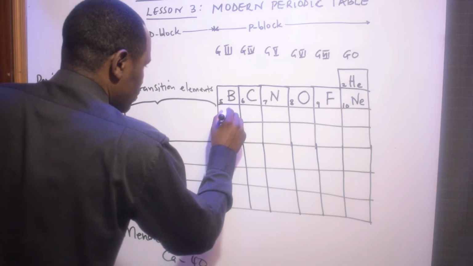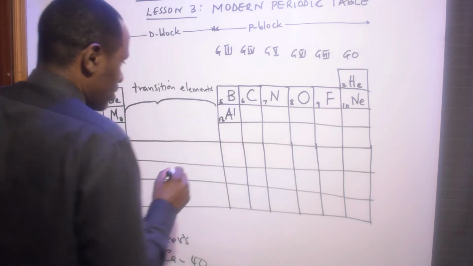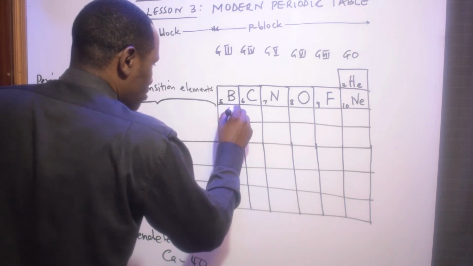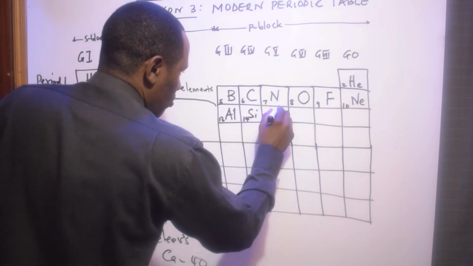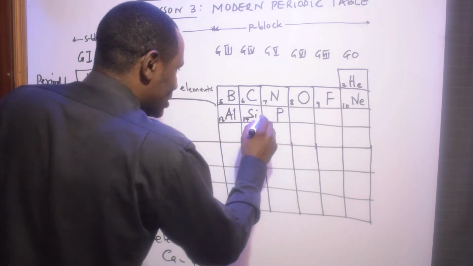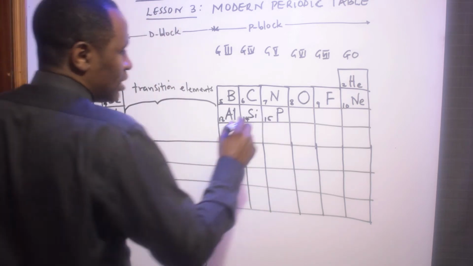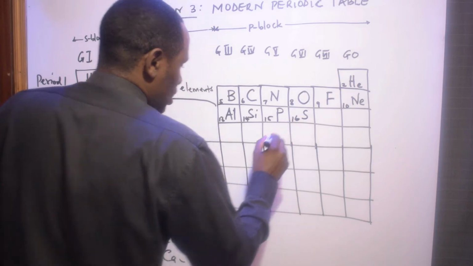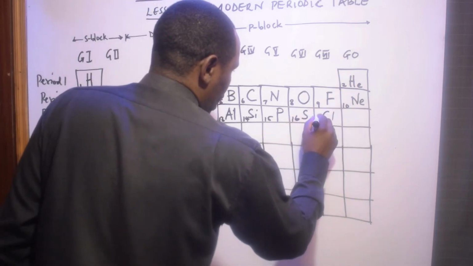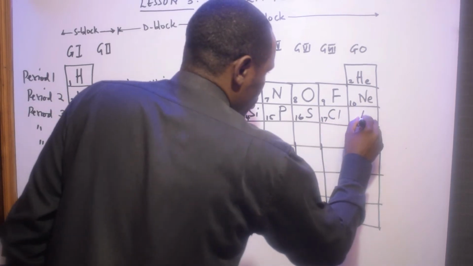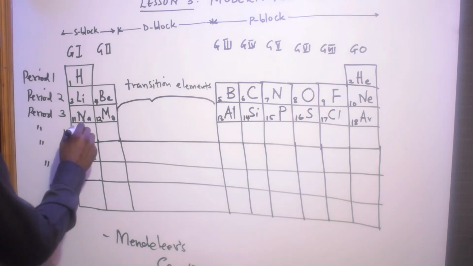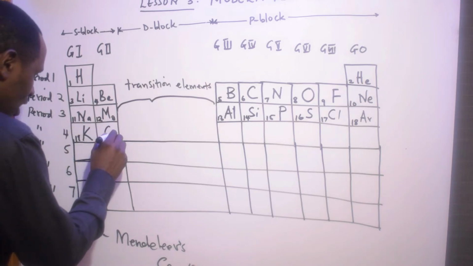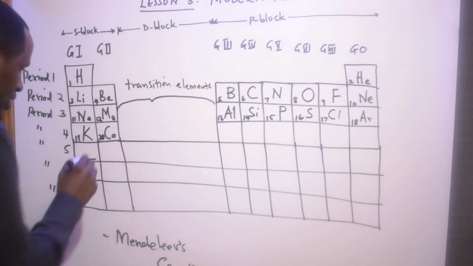I'm going to have aluminium here, atomic number 13. Silicon at number 14. Phosphorus at number 15. Sulfur at number 16. Chlorine at number 17. Argon at number 18. Potassium at number 19, and finally calcium at number 20.